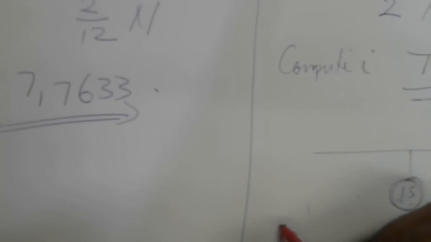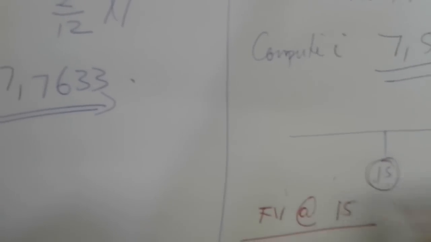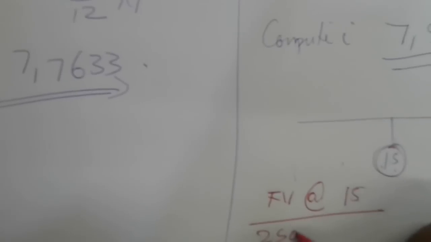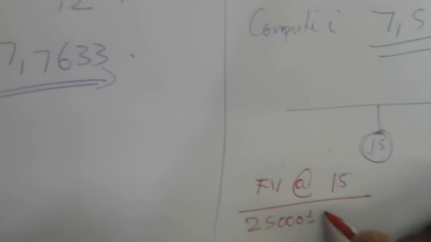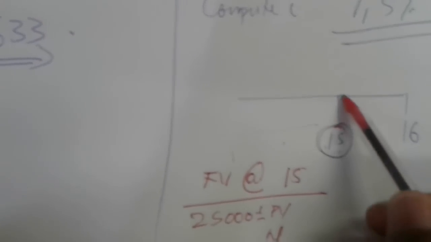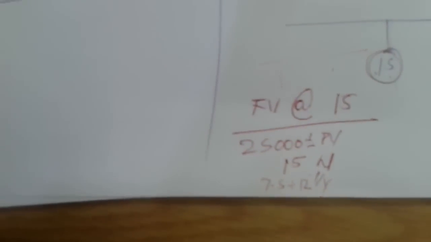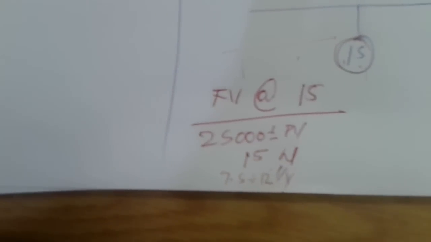So firstly, find FV at the end of month 15. So you say 25,000 plus minus PV, your N. Now remember, compounded monthly for 15 months, so obviously there are 15 compounds. And your I, you don't use the effective rate, you use the nominal rate, which is 7.5 divided by 12. Why? Because it is compounded monthly.